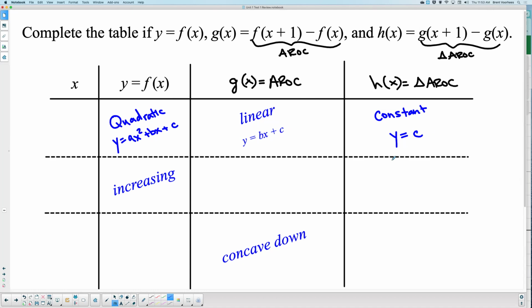Okay, here I've mixed up this table. This time I'm telling you f of x is increasing. What does that mean about f of x if it's increasing? What does that mean about g of x? The average rate of change. If you are increasing, what would this mean? This is positive. Very good, very good. This is positive. Why did you not say concave up?